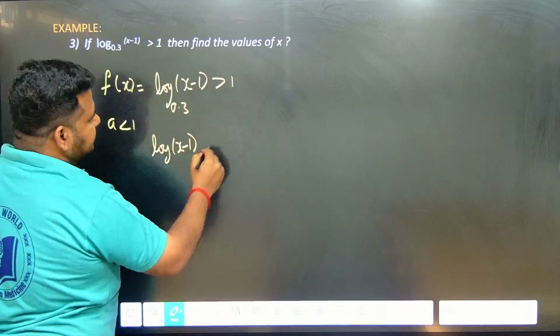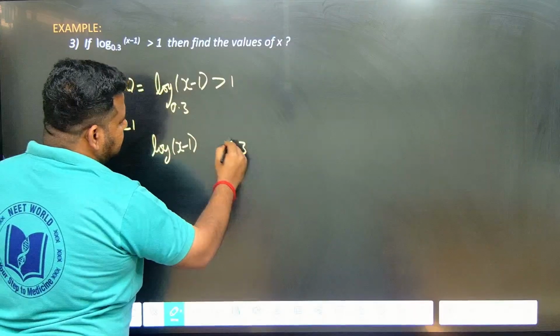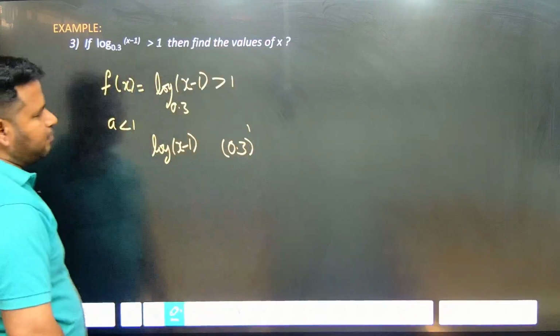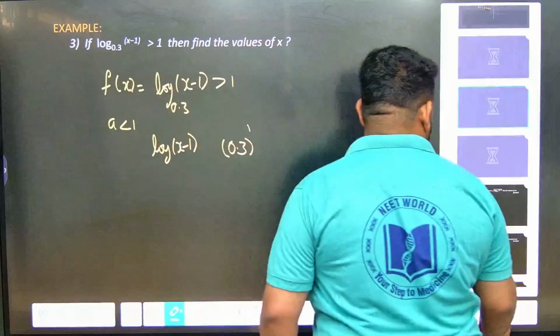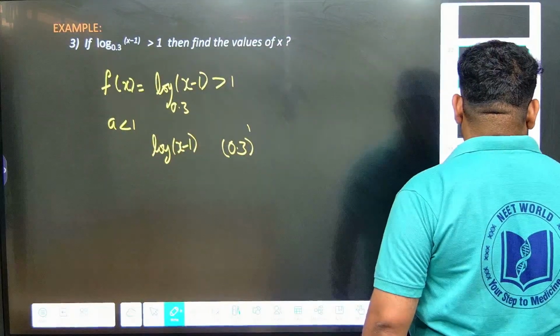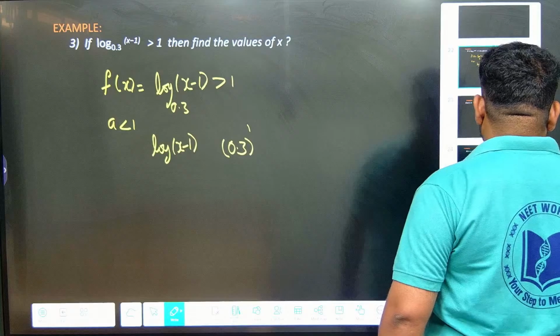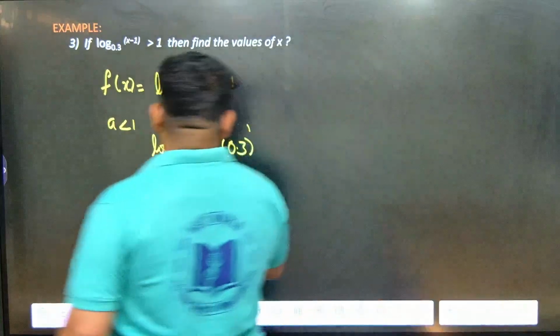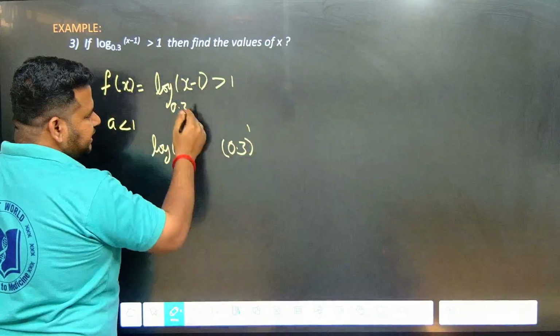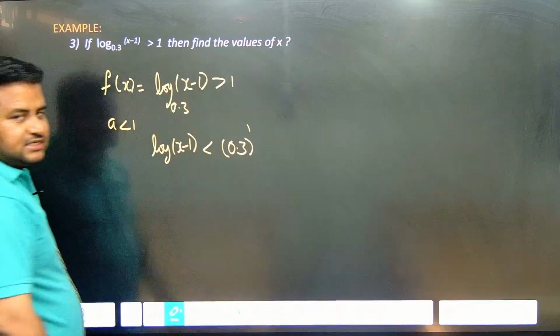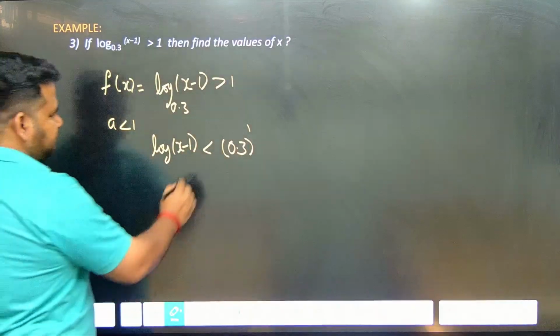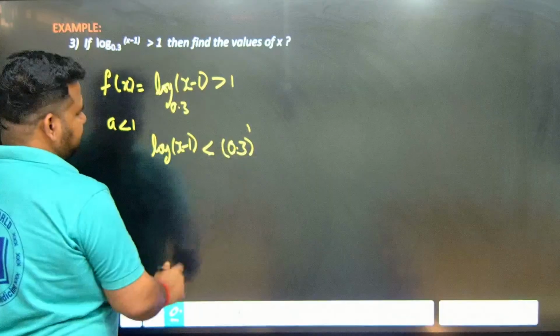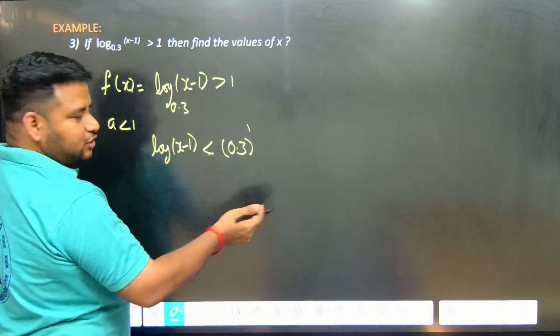0.3 you will take it to the RHS, you will take it as what? 0.3 to the power of 1 you will be taking it. Okay. Now, since it is less than 1, what will happen? This inequality greater than 1 will become less than 1. Why? Because this a value is less than 1. 0.3 to the power of 1 is nothing but 0.3 only.